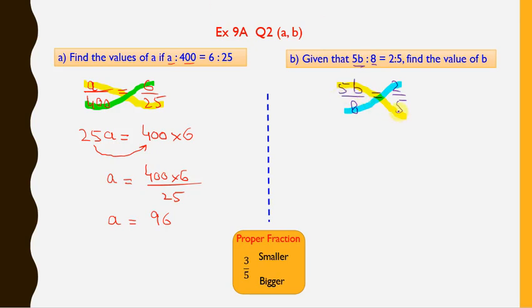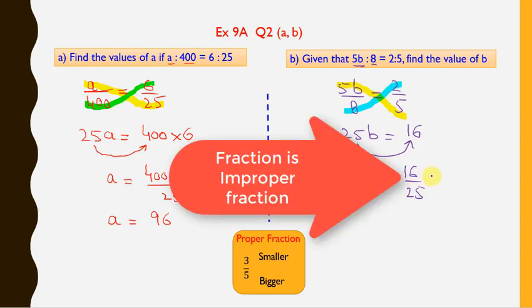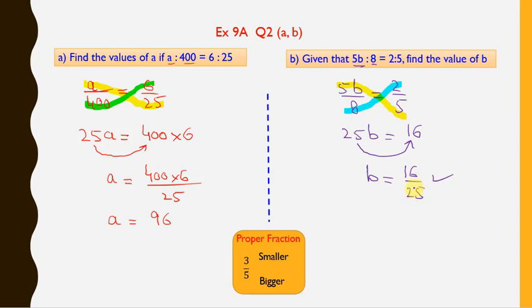So 5b into 5, that will be our 25b, and 8 times 2, that will be 16. Now 25 is multiplying over here, but when we shift it to the other side of the equation, it will divide. So b will be equal to 16 over 25. Now that is called a proper fraction, and we will not further simplify it. That will be our answer.